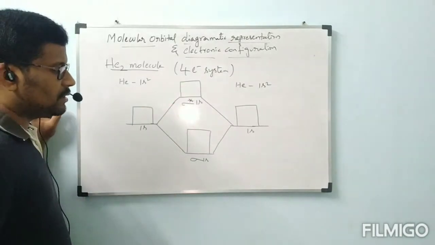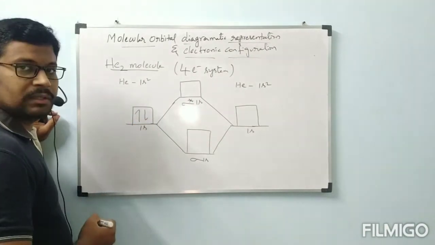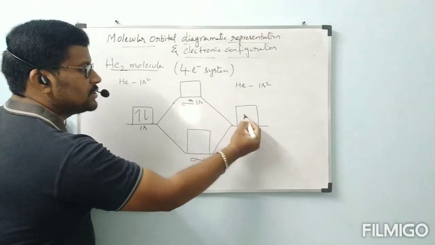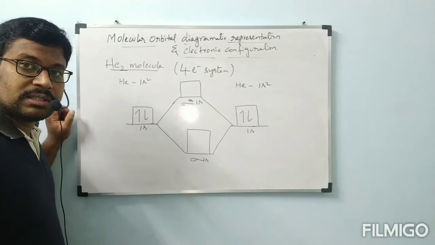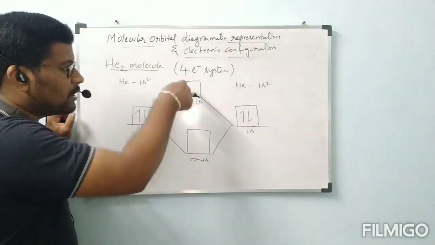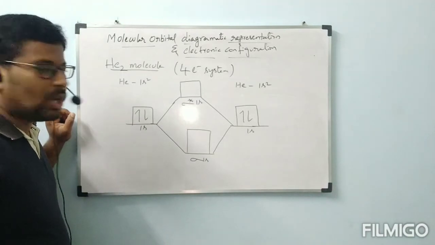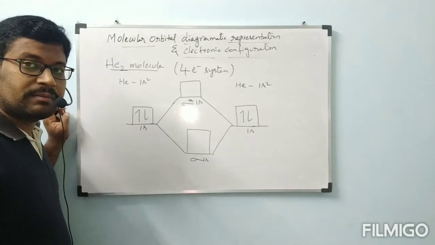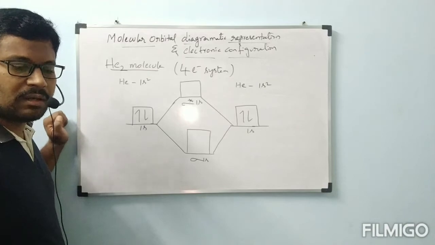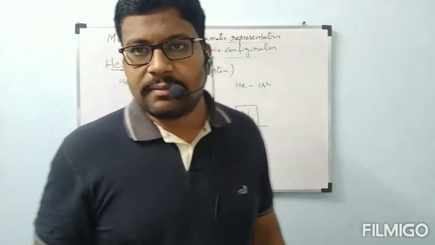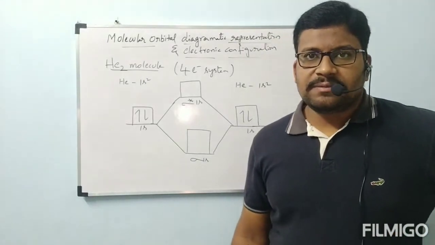This is the representation. Now, how many electrons are present in 1s? 2 electrons are present in 1s. Here also 1s contains 2 electrons. So totally 4 electrons are there. Those 4 electrons must be filled into 2 molecular orbitals. Each molecular orbital will accommodate a maximum of 2 electrons, same like our atomic orbital. Every atomic orbital can accommodate a maximum of 2 electrons, like that.